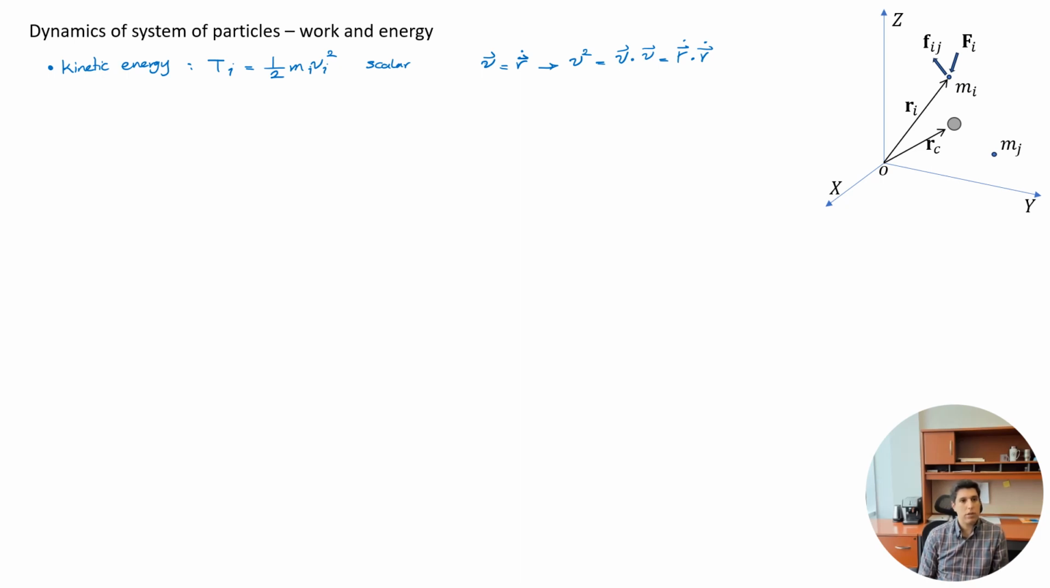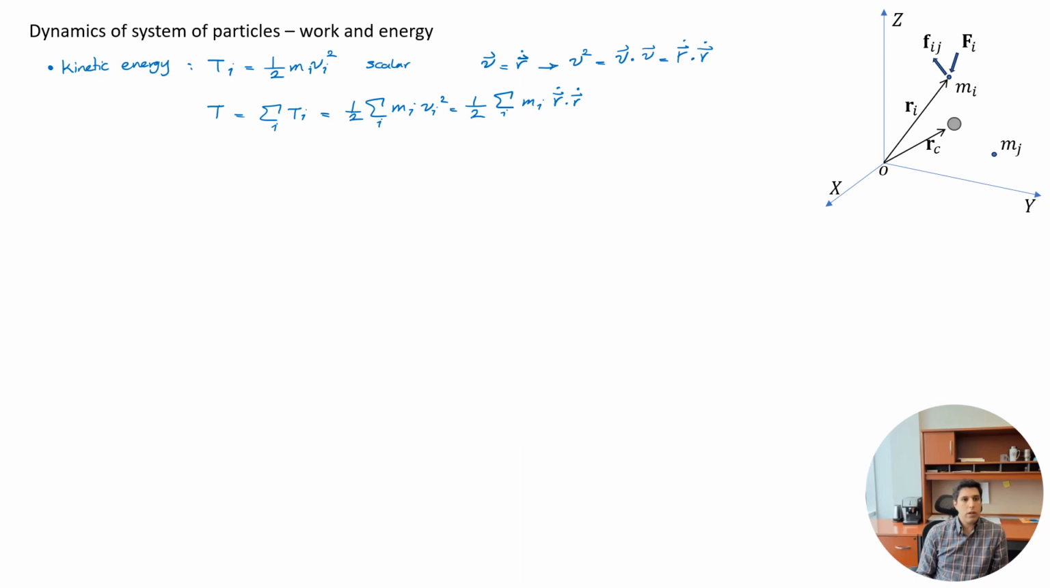And kinetic energy for a system of particles, so T of the whole system would be summation of all these Ti's. I can write 1/2 summation of mi vi squared, or in that kind of notation, 1/2 summation over i of mi r dot dot r dot, or 1/2 of this, the mi vi squared.